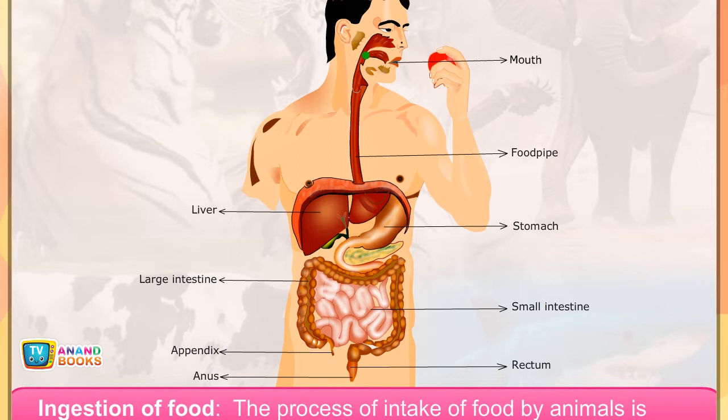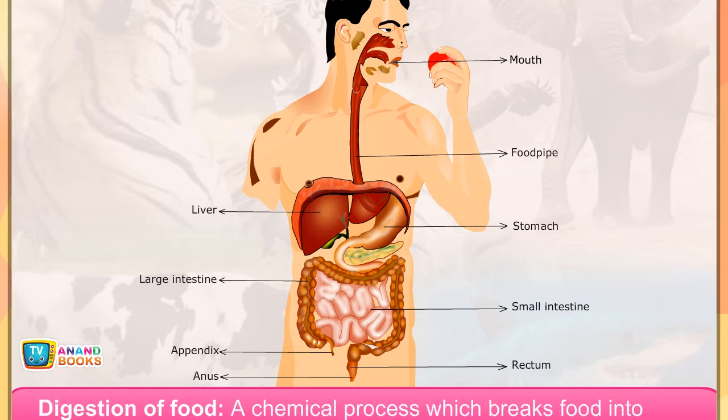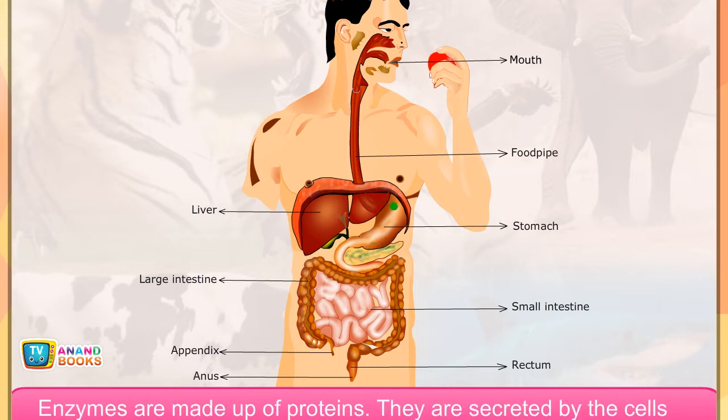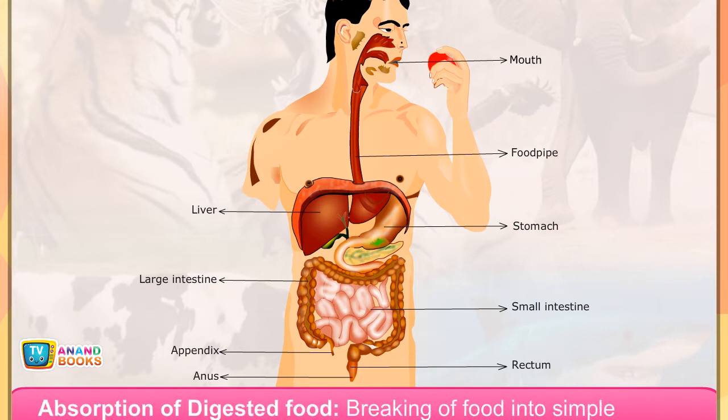Ingestion of food. The process of intake of food by animals is called ingestion. Digestion of food. A chemical process which breaks food into simpler substances with the help of enzymes is called digestion. Enzymes are made up of proteins. They are secreted by the cells of stomach, intestine, and salivary glands.